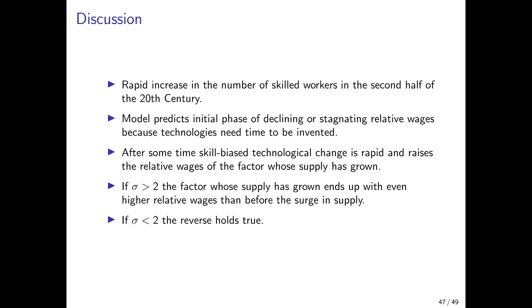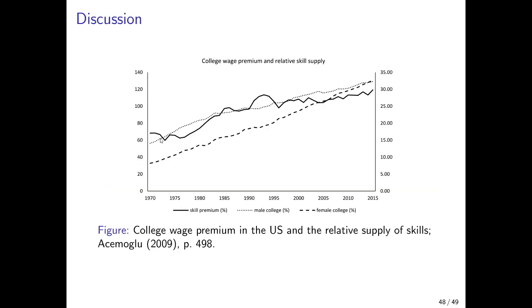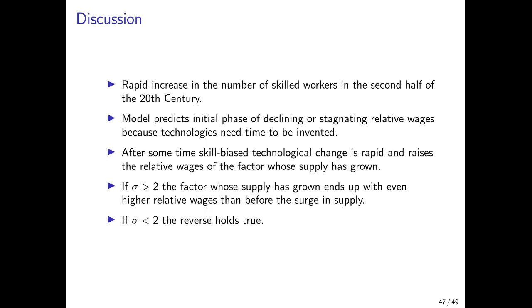Now, the model predicts that there is an initial phase of declining or stagnating relative wages because technologies need a certain time to be invented and technological progress needs some time to adjust. So that's what we've seen here. We have an initial decline and only later on an increase. Now, that's what we see here to some extent. So during the 70s, initially, the wages stagnated or even went down. So the skill premium basically even went down. And only then, in the 1980s, there was quite a rapid rise, actually. So this prediction of the model would be borne out by the data.